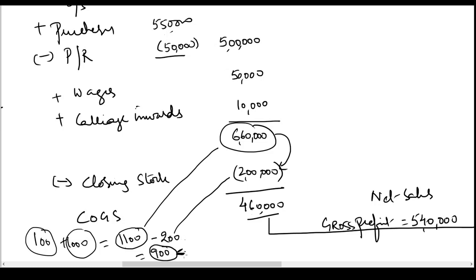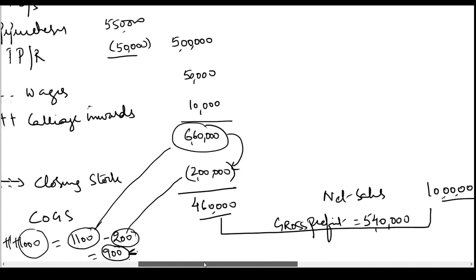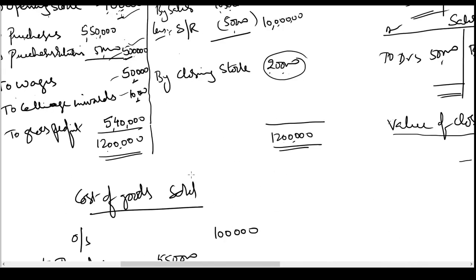I have to arrive at the cost of these 900 units. How do I arrive at the cost of these 900 units? First I arrive at cost of all the goods, which is this, and subtract the value of the closing stock to arrive at the cost of goods sold. Because I am subtracting closing stock here, instead of subtracting it in the trading account, I just put it on the credit side of the trading account.